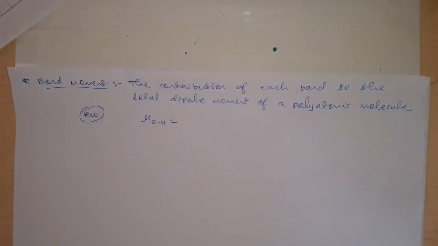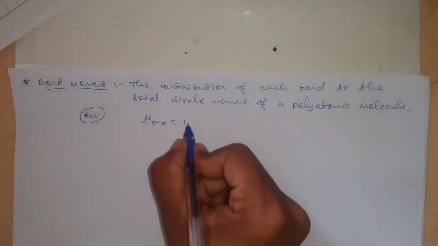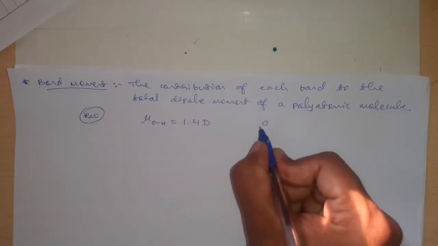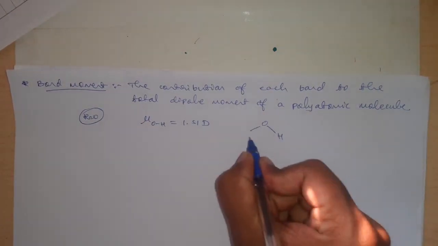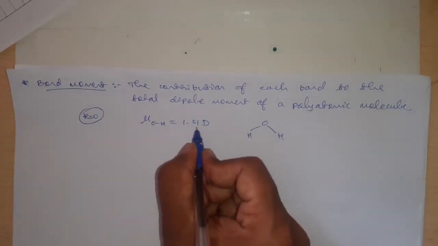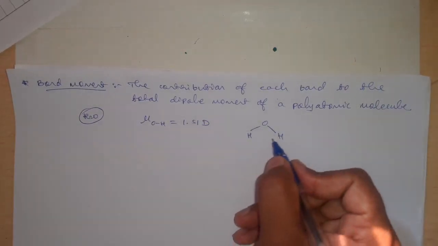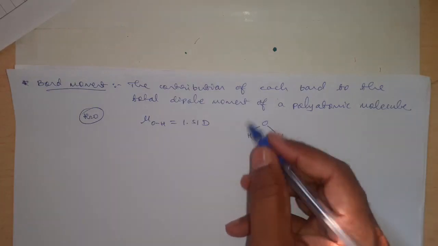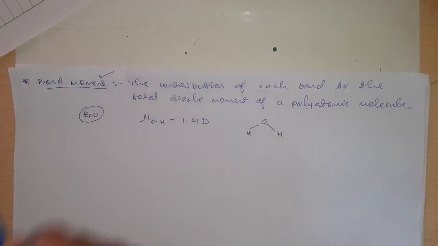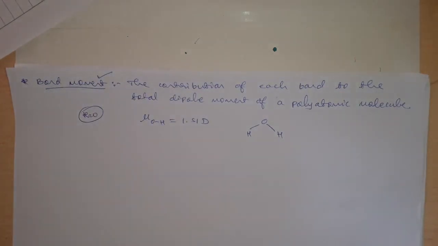This is a triatomic molecule, that is a polyatomic molecule, and the bond moment of OH is 1.51 D. We know that water has this shape here, and the bond moment of this OH bond is 1.51 D, and this can be used to calculate the total dipole moment of this molecule. This is called bond moment.